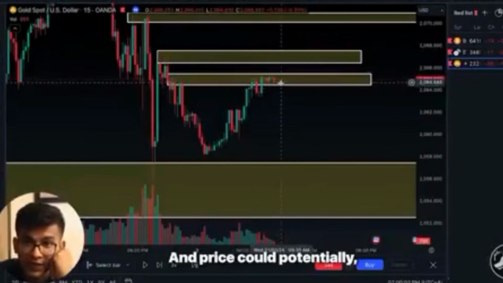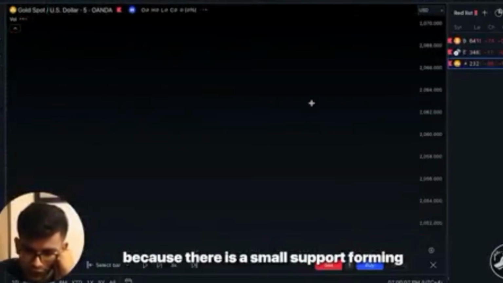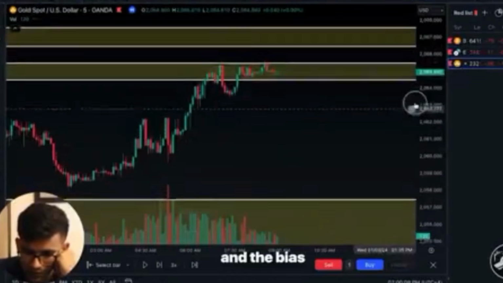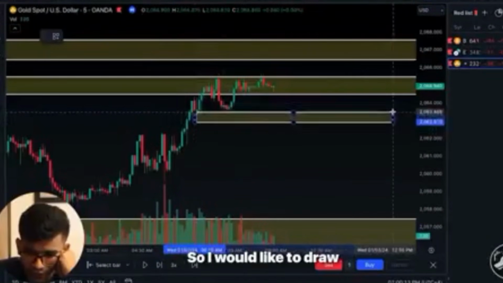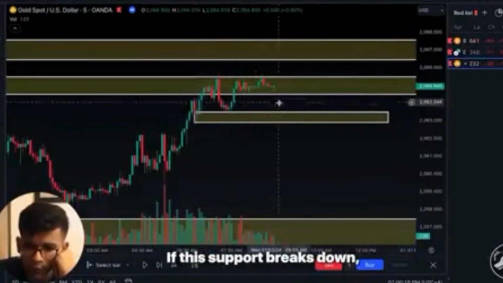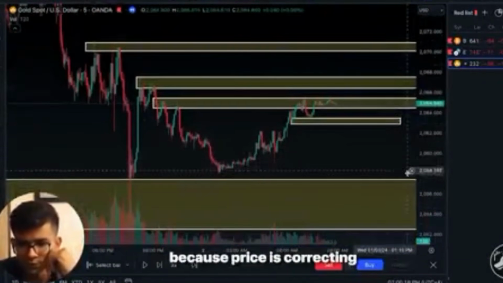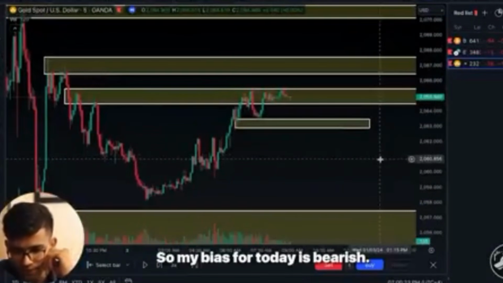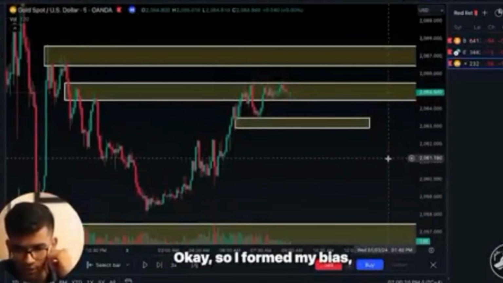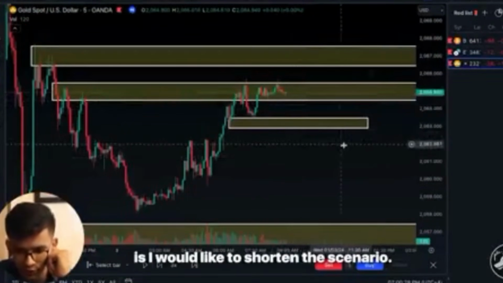And price could potentially break down this because there's a small support forming, and the bias can be considered as bearish. So I would like to draw a small support over here. If this support breaks down, I will go short. I don't want to go long in this scenario because price is correcting on the higher time frame. So my bias for today is bearish. I formed my bias on the basis of the higher time frame analysis. So I would like to short in this scenario.